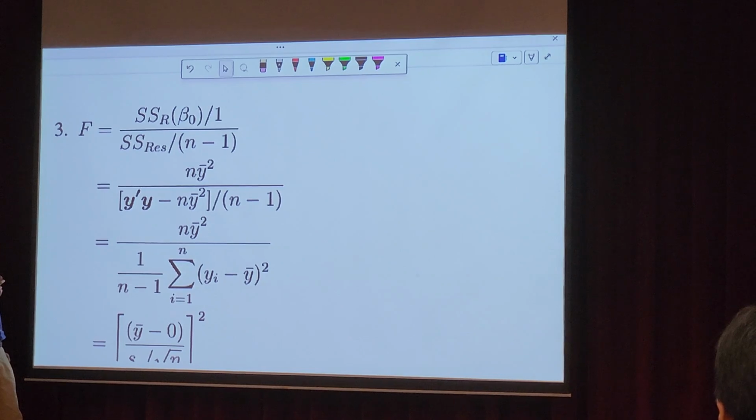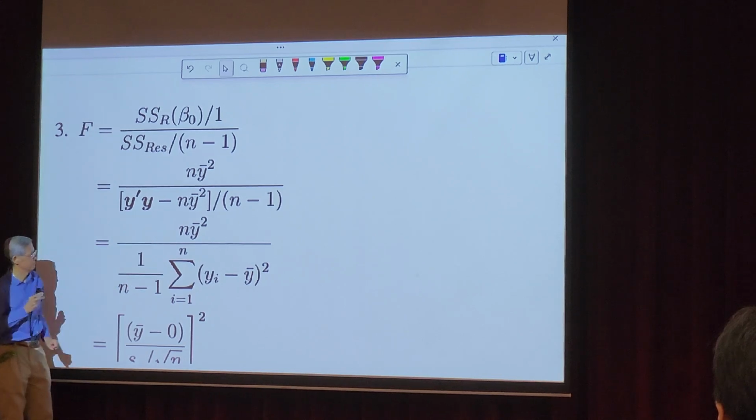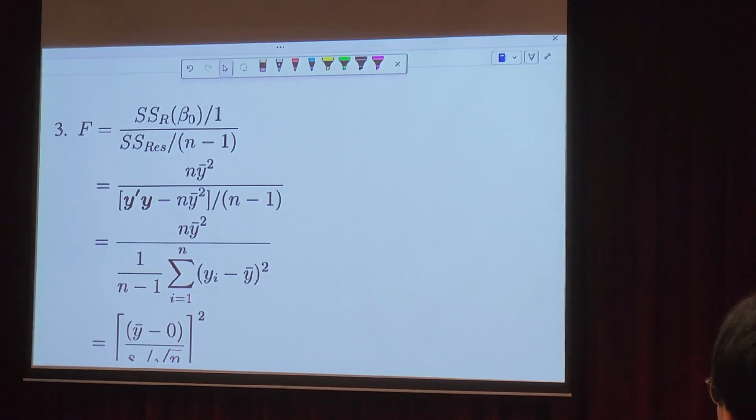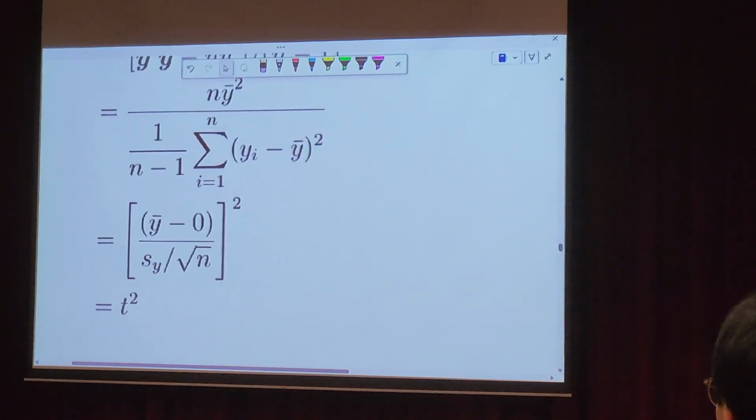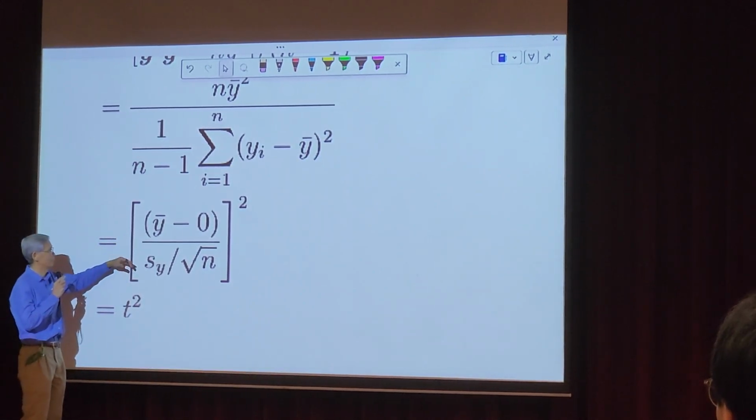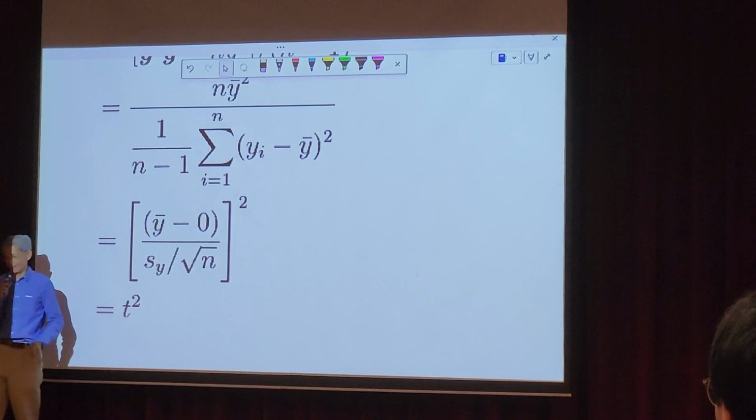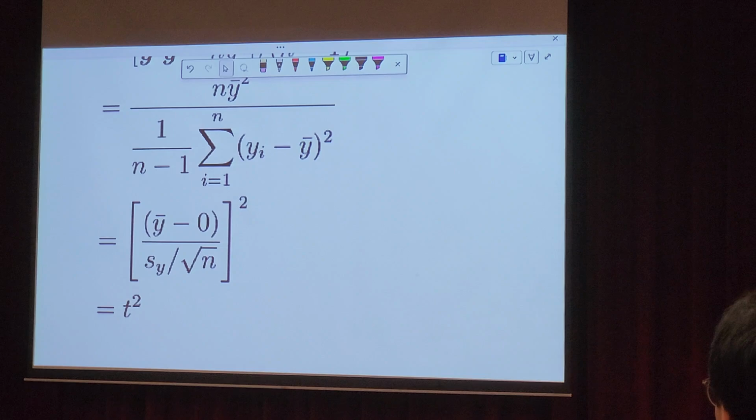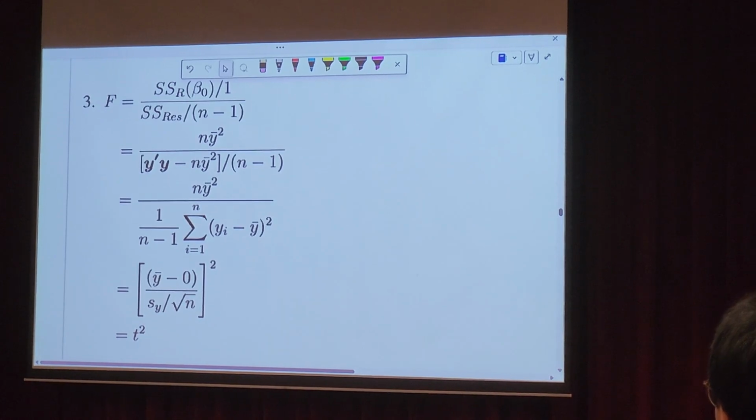And then the denominator can be simplified to this. That is your sample variance. Then you can write it in this form: y bar minus 0 over this, and this is t squared. So this is a proof that the F statistic is actually the square of the t statistic.